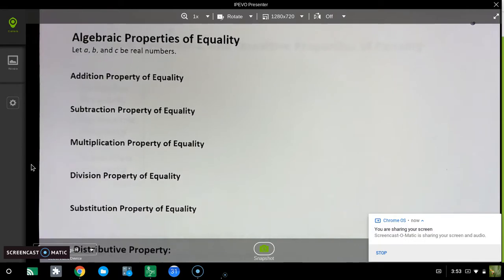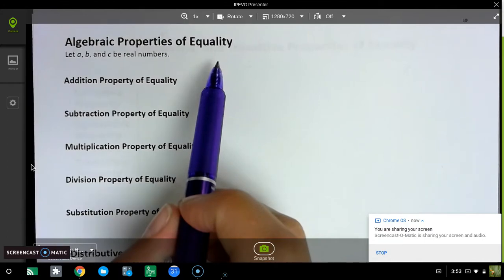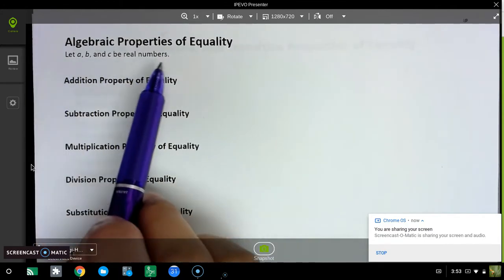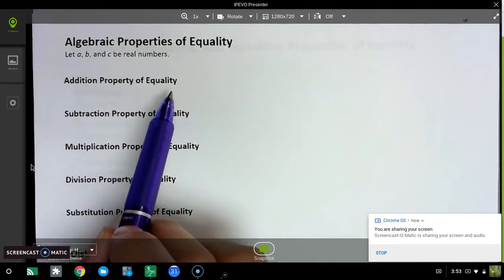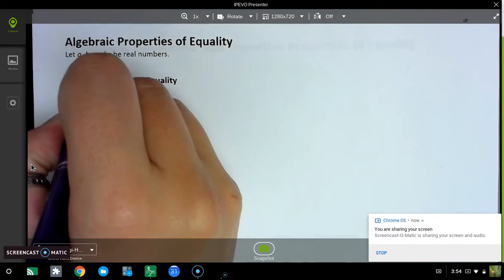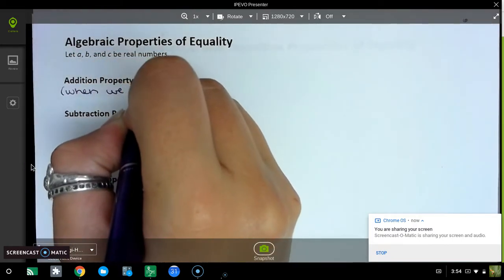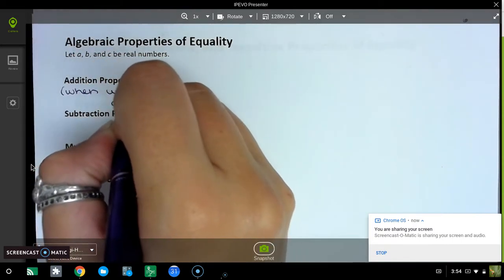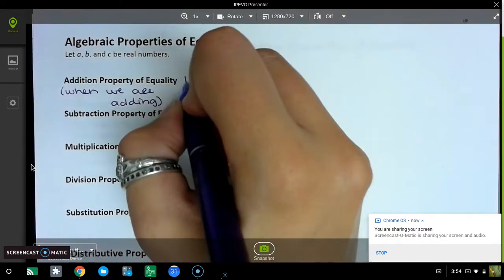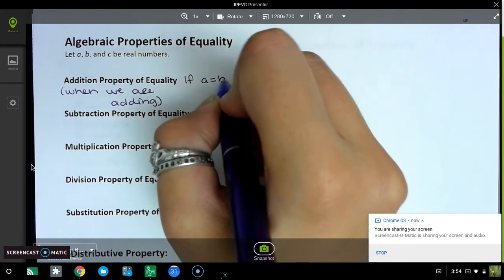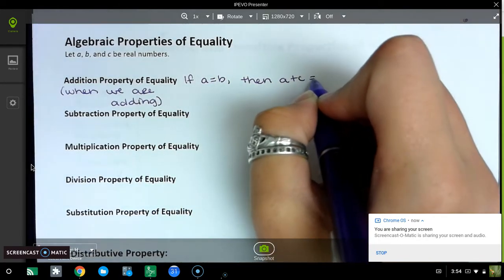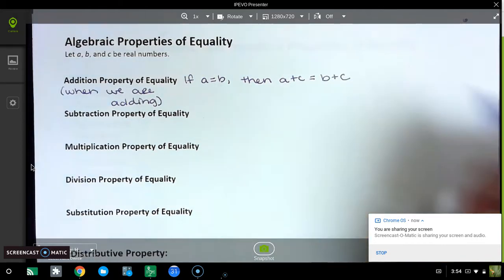Algebraic properties of equality. You should have these notes printed out, okay? Let A, B, and C be real numbers. Our addition property of equality, just like what it seems. This is when we are adding. So if A equals B, then A plus C equals B plus C.